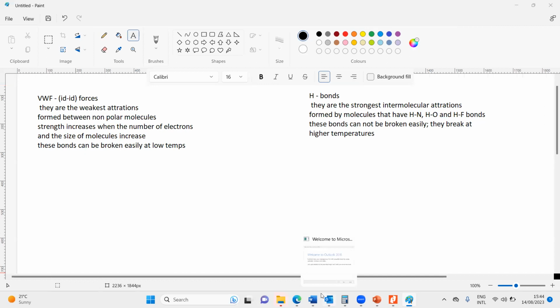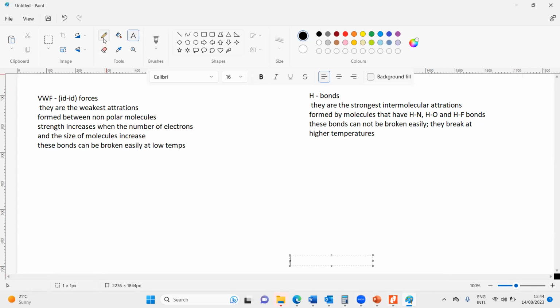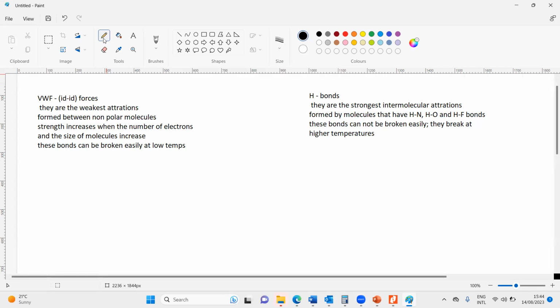I will explain to you first how these van der Waals forces are formed. In other words, instantaneous dipole, induced dipole attraction formation. How are they going to be formed? I said these van der Waals forces are formed by what sort of molecules? Non-polar molecules. Here, underline these non-polar molecules. I'll try to explain to you how these van der Waals forces are formed between non-polar molecules.